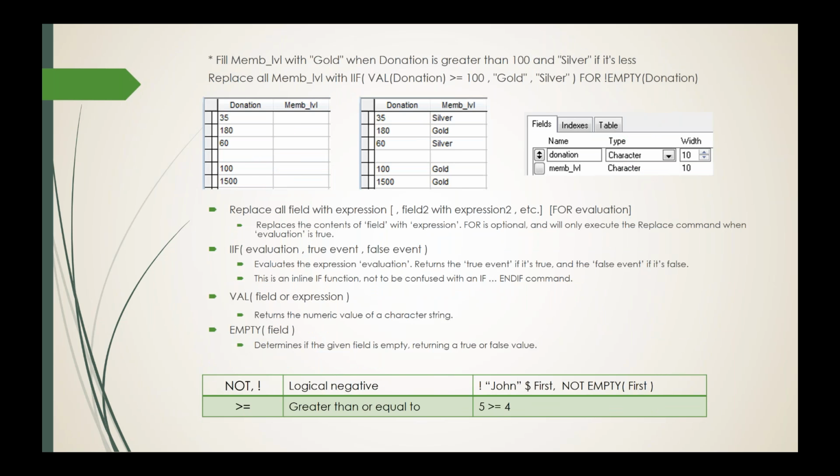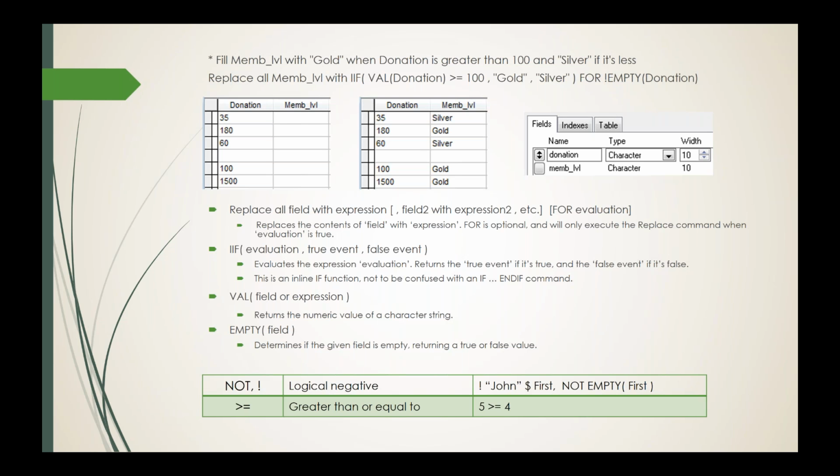Okay, I think I got one more for you here. So what this command is going to do, just reading our comment there, is fill a member level field with gold when donation is greater than 100 and silver if it's less. In this example, I've been given a list, also been given a donation field, and they want me to determine the member level based on that donation that's been given.